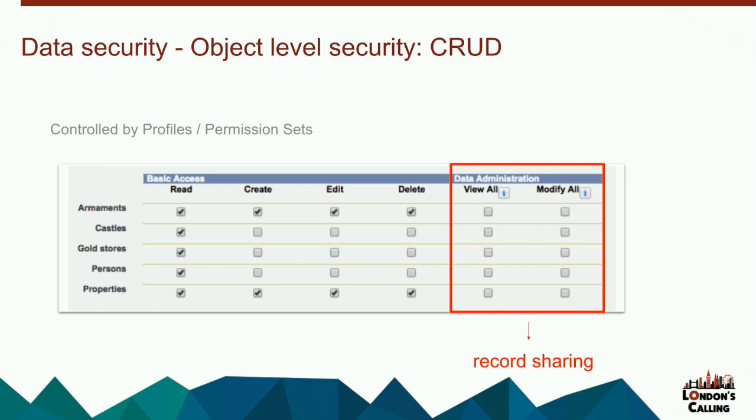Object-level security is configured through profiles and permission sets. In profiles and permission sets, you are going to find an area similar to this one in which you can set up those permissions. In this example, we are giving read, create, edit, which is the same as update, and delete permissions to the armaments table, but only read permissions to the castles table. But don't get confused with these two columns on the right-hand side, because these two columns are more related to record security rather than to object security.